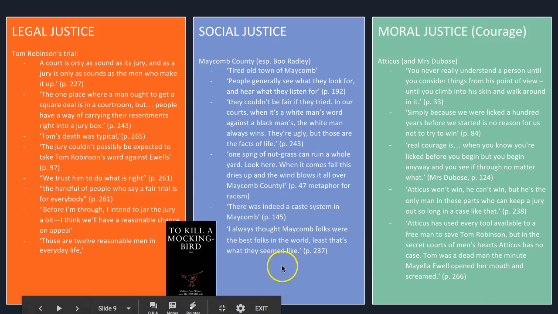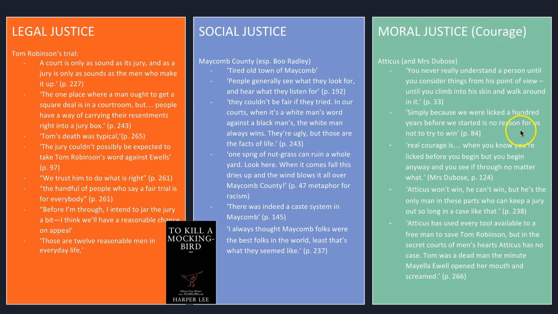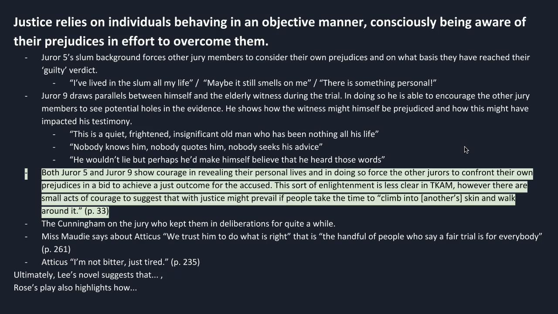I'm not sure where it is. It's in one of these. Here we go: "Simply because we were licked 100 years before we started is no reason for us not to try and win." So it doesn't matter that he thinks that the outcome is inevitable. He still thinks it's important to do what is right, and to show empathy for Tom Robinson, who he thinks is a good person, and to try him fairly. But in the end, Lee is saying that it will take many people like Atticus before the prejudices of the American South can be overcome. And if you look at the American South today, you might say that still it hasn't been overcome for a lot of people. You can sum that up.